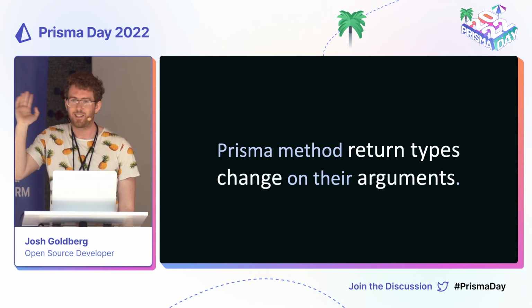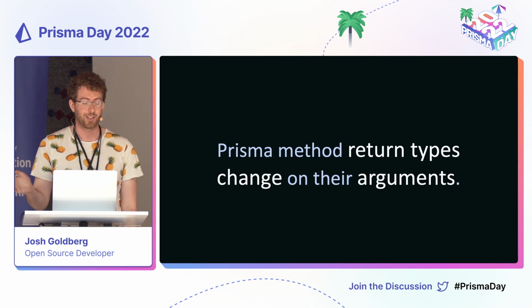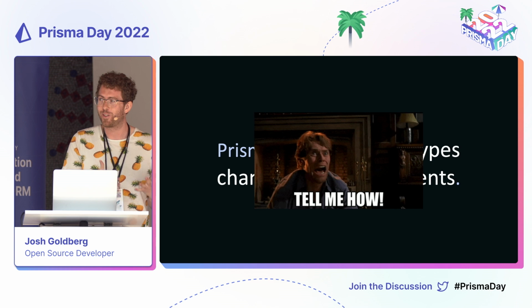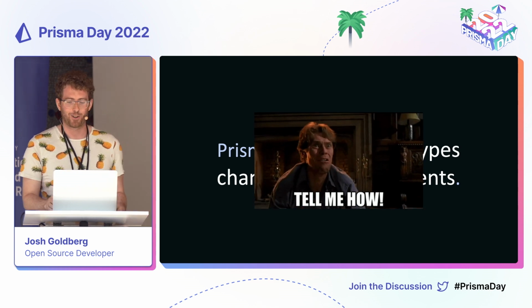So this is the key thing in the talk that I want to go over, because I only discovered this relatively recently, and I think it's really cool. Like, how does it do that? How does it change the return type of the function based on the arguments?